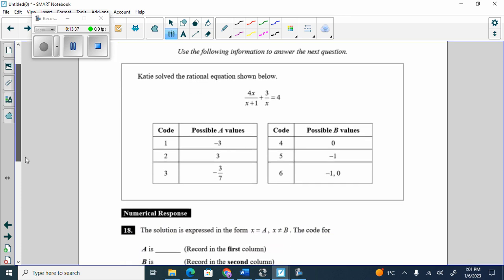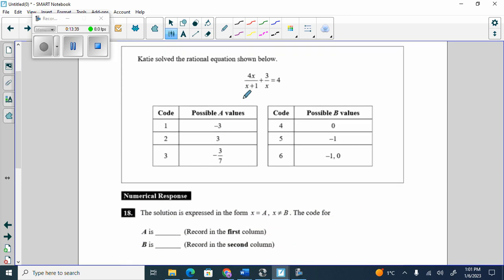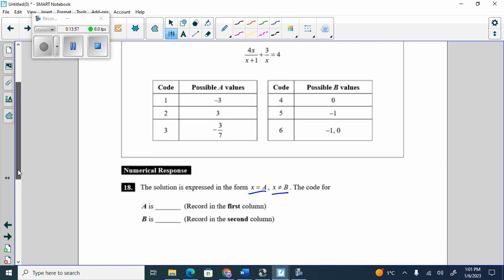So this one, Katie solved the rational equation shown below. These are possible values of A, these are possible values of B. Let's see what it's asking. The solution is expressed in the form x equals A, x can't equal B. The code for A and B is what? Okay, so let's solve it and see.